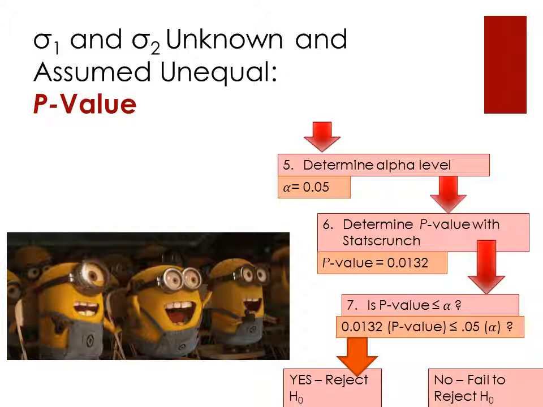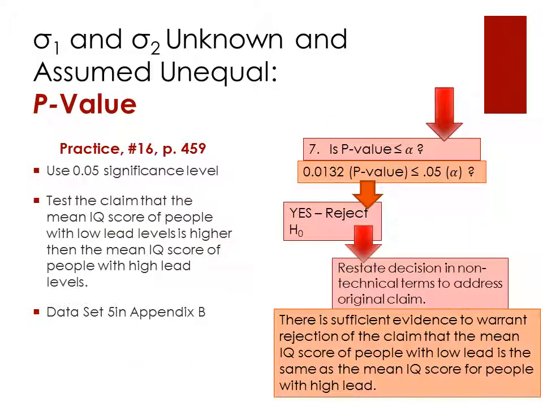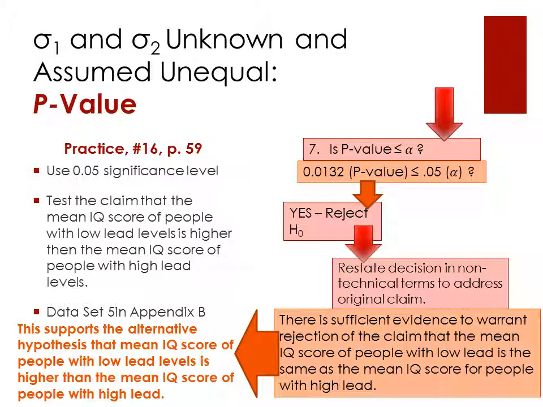Now we have this set. We're going to restate our decision in non-technical terms, addressing the original claim. So here we're going to say there is sufficient evidence to warrant rejection of the claim that the mean IQ score of people with low lead is the same as the mean IQ score for people with high lead. And this supports the alternative hypothesis: the mean IQ score of people with low levels of lead is higher than the mean IQ score of people with high lead. And this concludes this video.